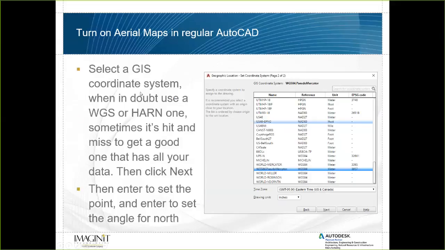Select a GIS coordinate system. When in doubt, use a WGS or a HARN one. Sometimes it's hit and miss to get a good one, unless you're very familiar with how the different coordinate systems are set up. Most of these are surveyor based. The WGS or the HARN generally are a little more flat as opposed to having the maps contoured for curvature of the earth. And then once you've done that, you click next and then enter to set the point, enter to set the angle for north.